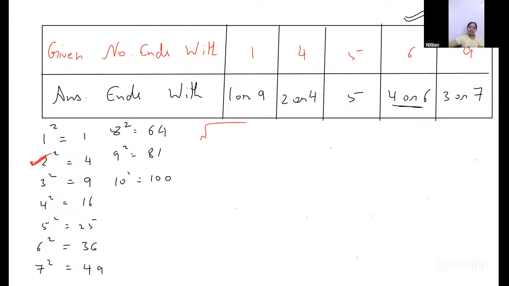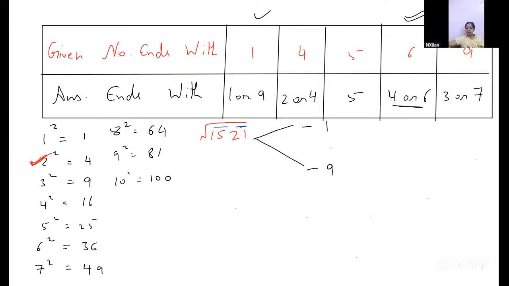Root 1521. Step 1, make pairs: 21 and 15. I have 2 pairs. Now check the unit digit of 21. 1 is there, so check the column of 1. It will be 1 or 9. Put 2 dashes, put 2 arrows. Leave one space first, and then write 1 and 9.